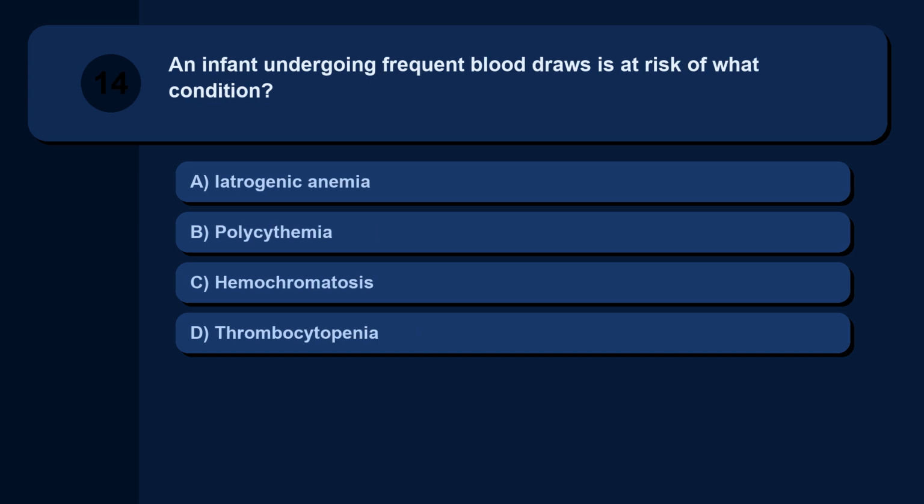Question 14. An infant undergoing frequent blood draws is at risk of what condition? Iatrogenic anemia, polycythemia, hemochromatosis, thrombocytopenia.